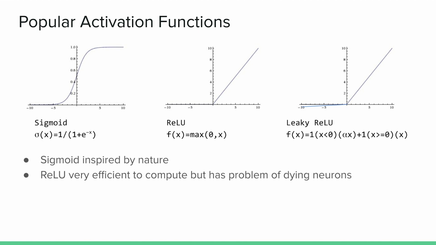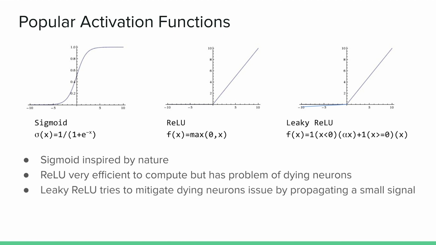So when you think about a signal that goes to the left of the y-axis, so that is negative, and you don't get any signal at all, well, it doesn't propagate any information. So people have come up with this idea of a leaky ReLU, where we also propagate at least a small signal when we have a negative input here.